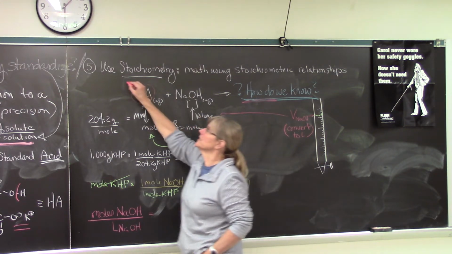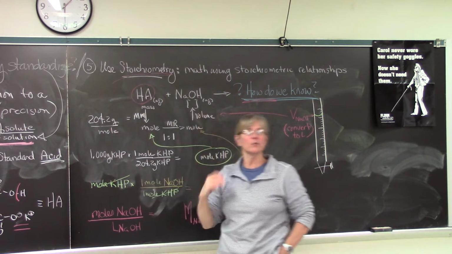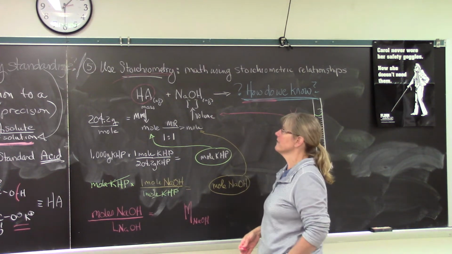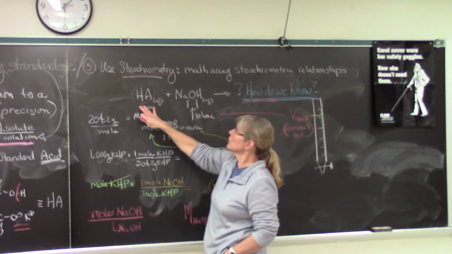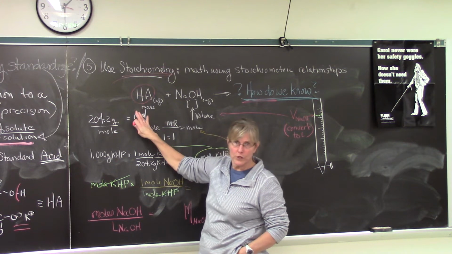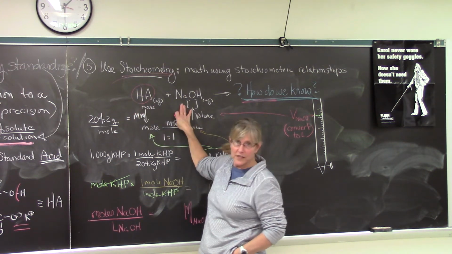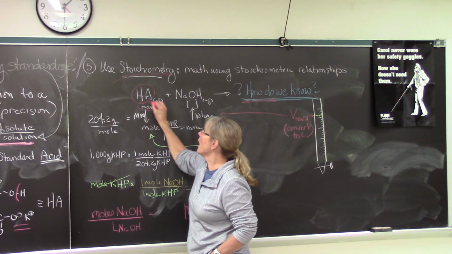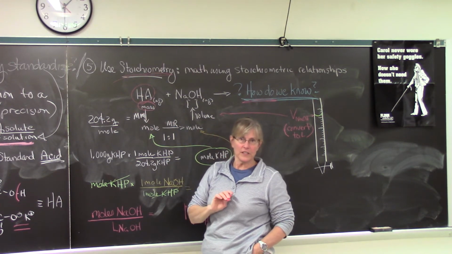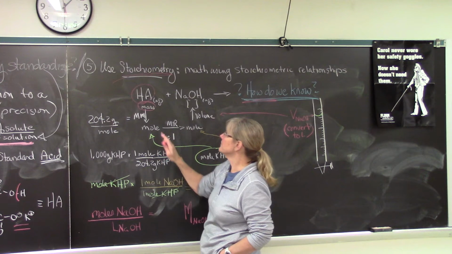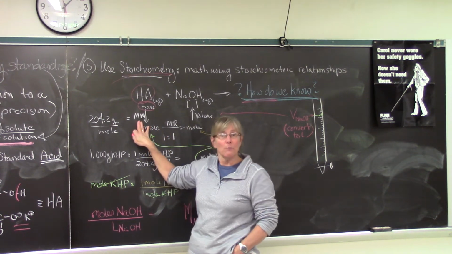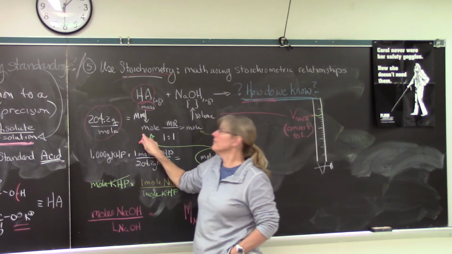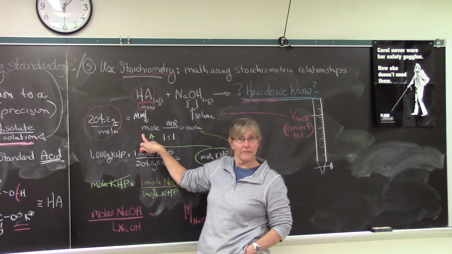Well, we have to use stoichiometry to do this, and this is why you need to have read Chapter 4 or watched the Chapter 4 videos. In order to figure out what the concentration is of NaOH, we're starting with a mass of the solid KHP. Using the molar mass of KHP, which we've done for you, you can figure out how many moles of KHP you have.